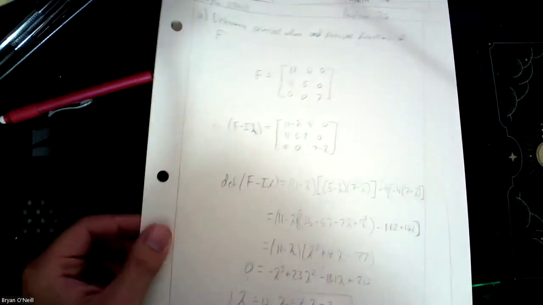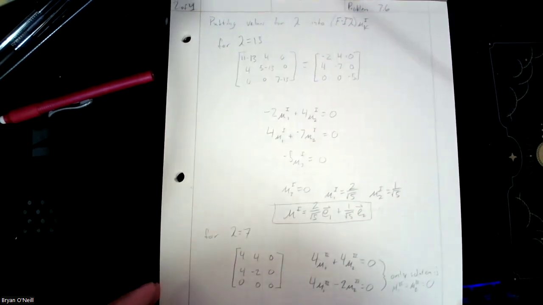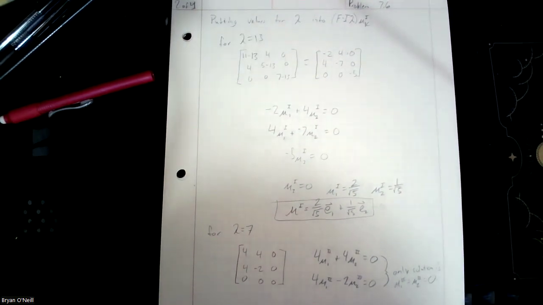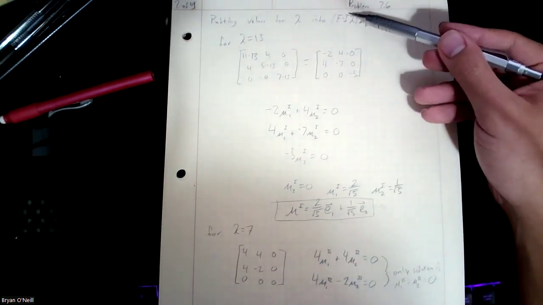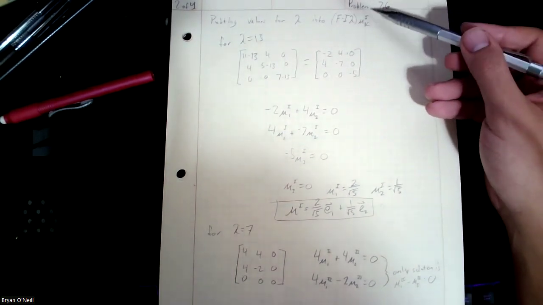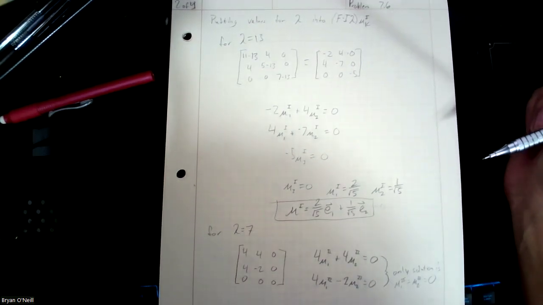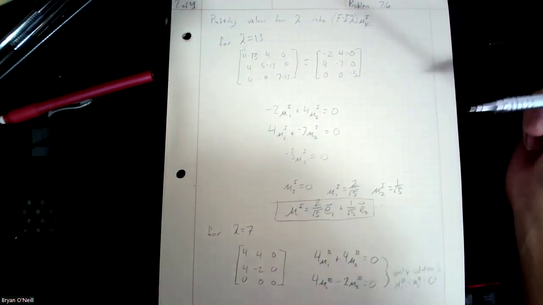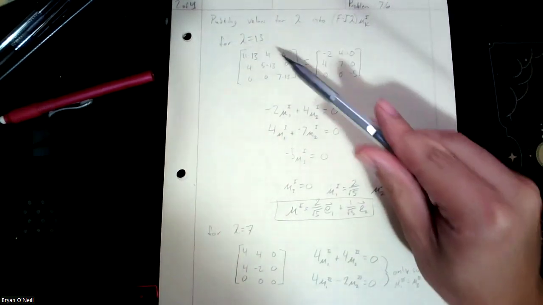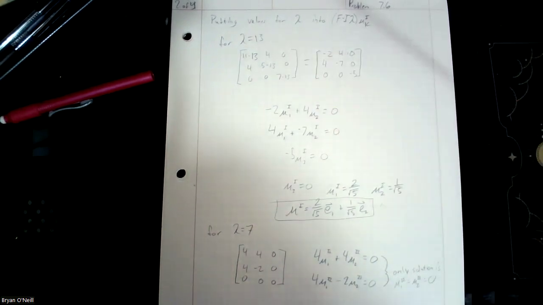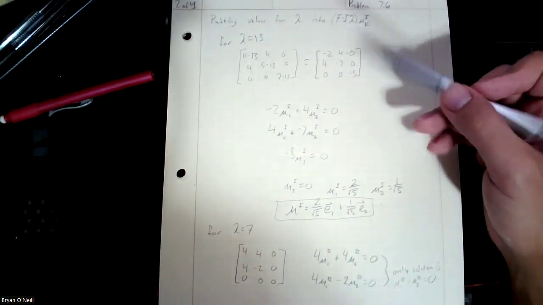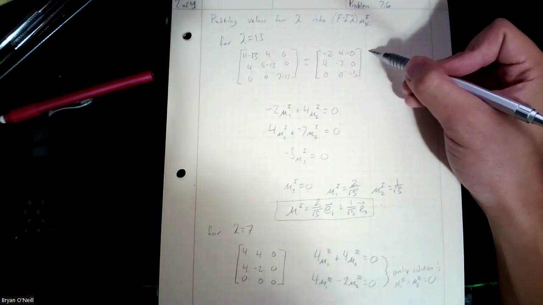Now that we have our eigenvalues, we need to find our eigenvectors. To find those, we plug lambda into F minus I lambda times mu. I guess this could be a j, this could be a k down here. Regardless, for the first one, we're just going to subtract the diagonals from lambda 1, which is 13. After that, we get these equations here.